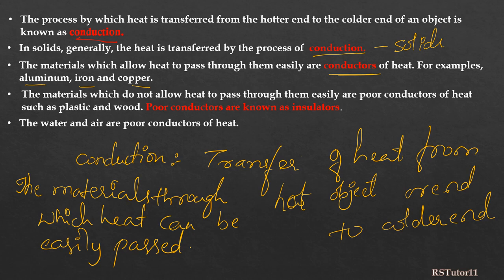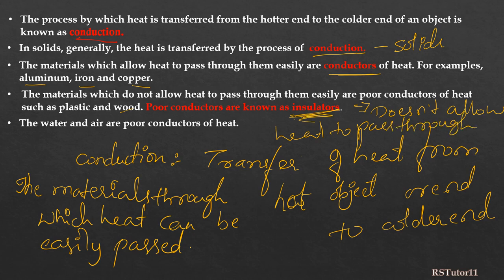Next, the materials which do not allow the heat to pass, which are bad conductors, are poor conductors of heat, such as plastic and wood. See, if you pass the heat through them, they don't pass, right? Plastic will get burnt off and wood will also get burnt off. Poor conductors are known as insulators. What are insulators? Materials that do not allow heat to pass through them are insulators. Water and air are poor conductors of heat. See, you cannot pass heat through water and air.